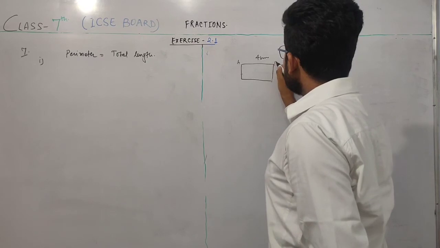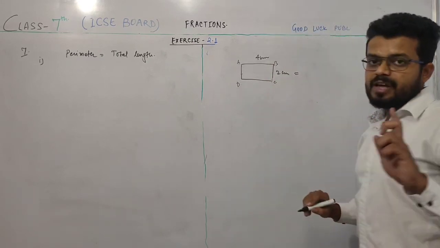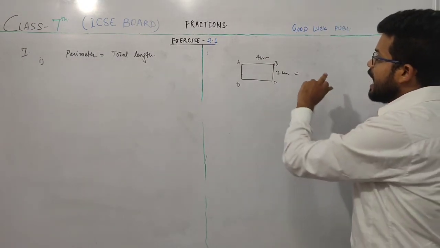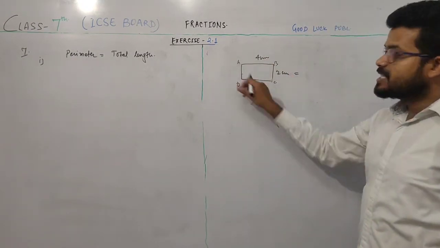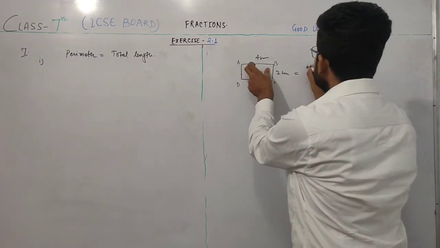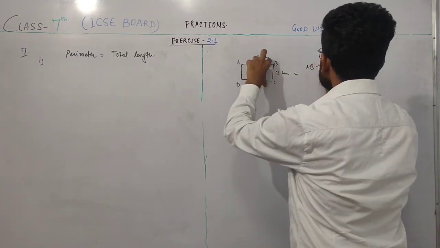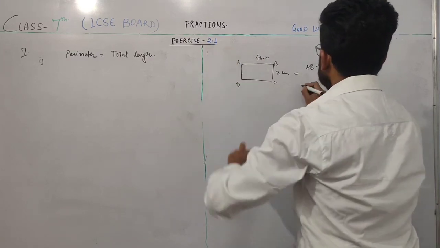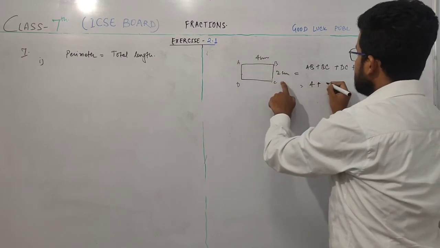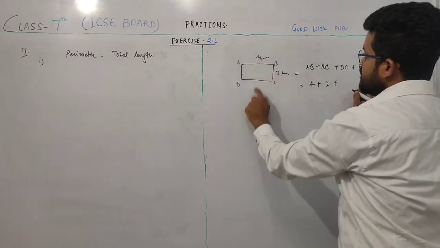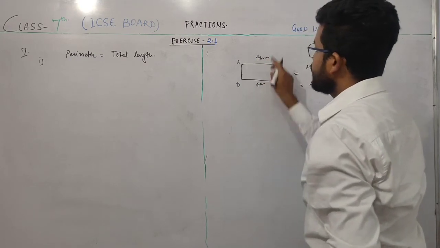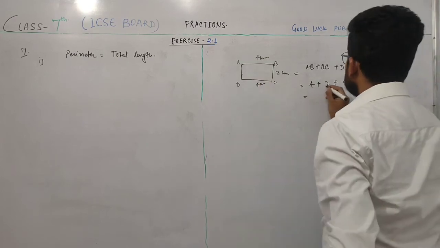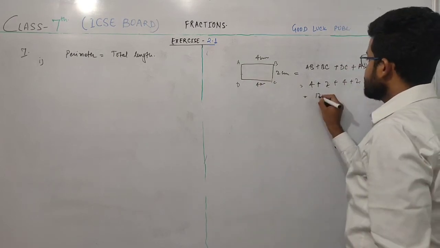Total length means A, B, C, D. Whenever you have to find the perimeter of anything, you simply add all the lengths of the given shape. So here the total length is AB plus BC plus DC plus AD. AB is 4, BC is 2, and DC and AD are the same because of the rectangle property. This is again 4 and this is again 2. So 4 plus 2 plus 4 plus 2 is 12.